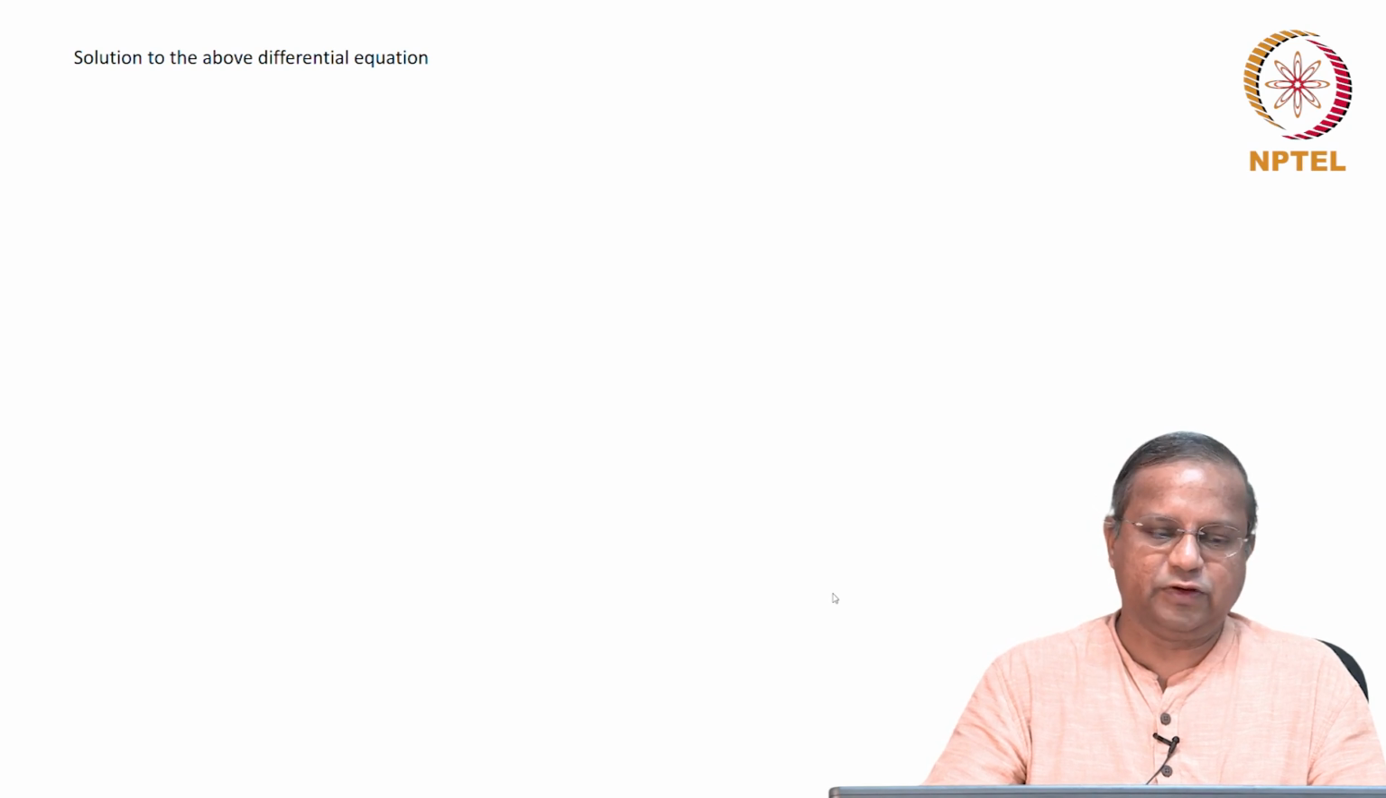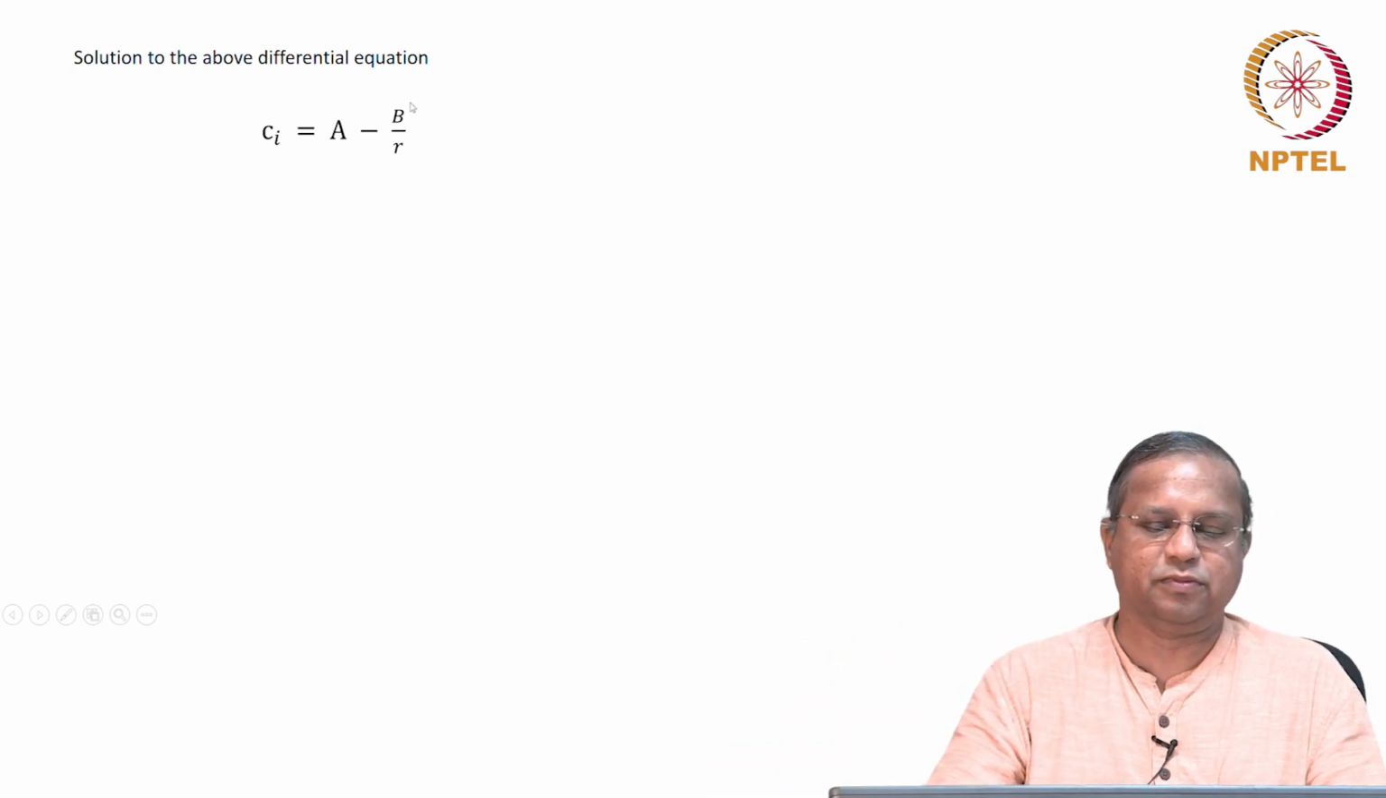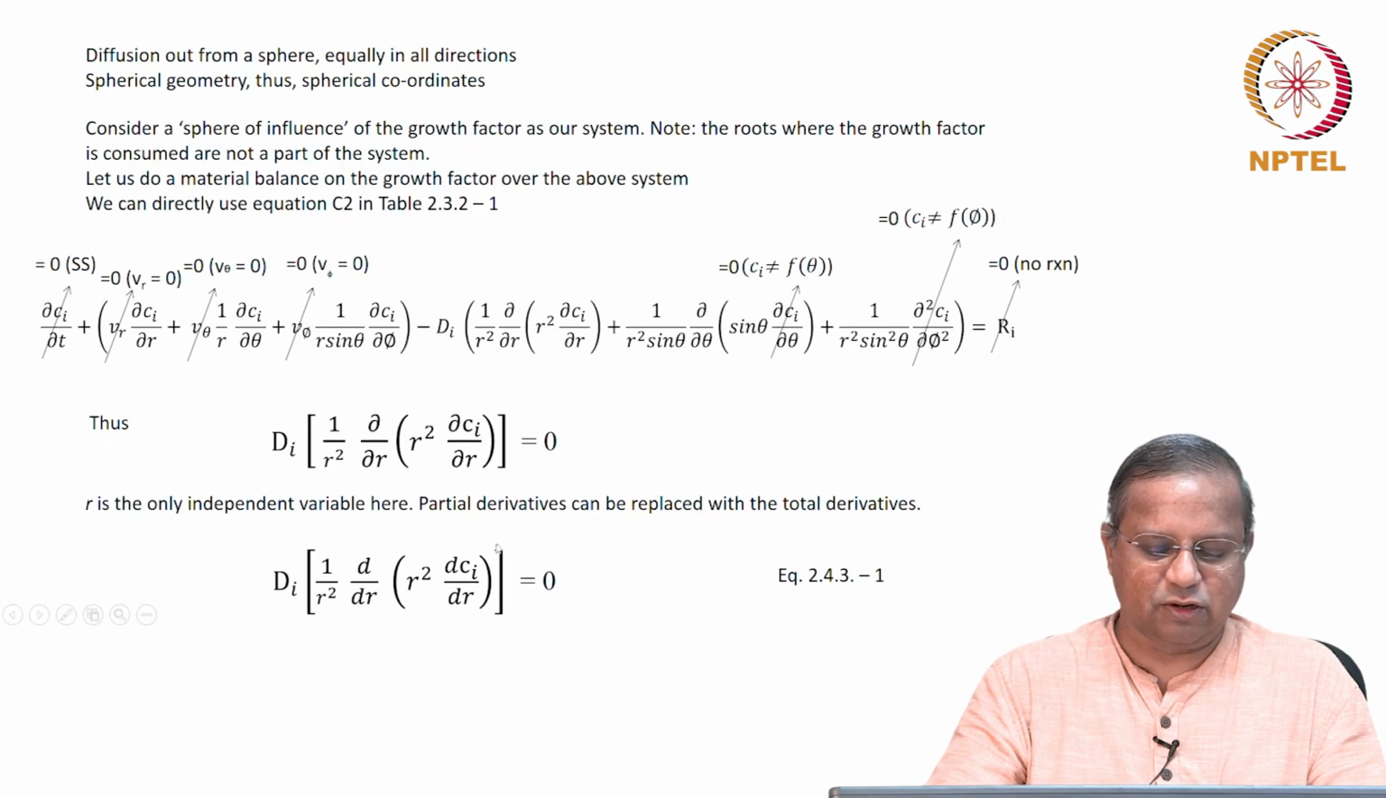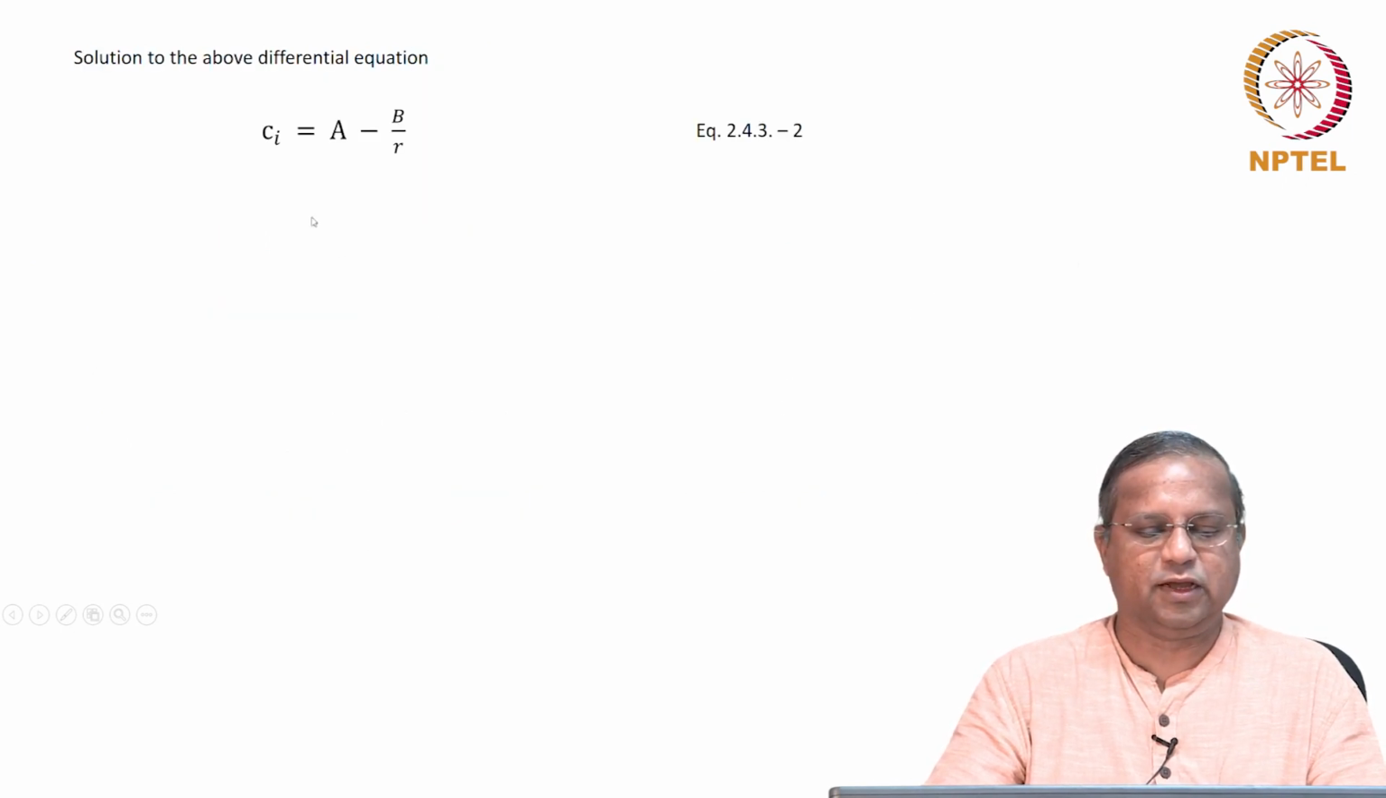Now, we will have to solve this differential equation. The solution to the differential equation is C_i equals a minus b by r. You could recall this from your earlier classes, or you could also see this here. You would find that this derivative equals 0, and therefore, this has to be a constant, and so on and so forth. So, C_i equals a minus b by r is the solution here.